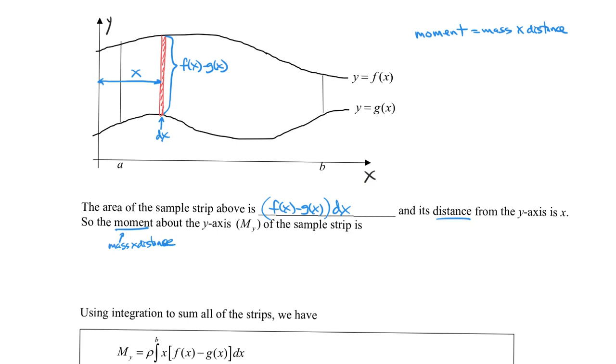So moment equals mass times distance. And if you remember that rho, density equals mass times volume, right? Well, also, if you have a two-dimensional shape, like sheet metal, then you'd be interested in saying density equals mass per area, right?